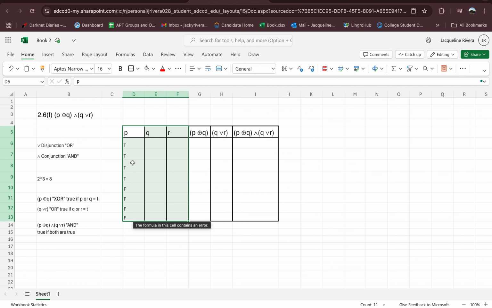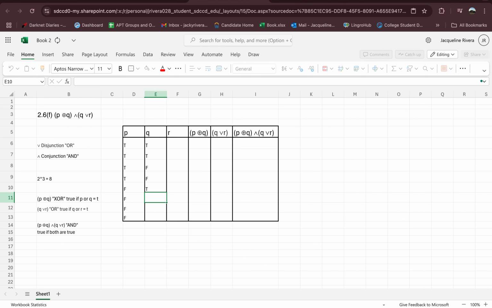And then for the true and false statements, we kind of do have to do it in a sort of order. So it'd be 4 truths, 4 falses. Here would be 2 truths, 2 falses, 2 truths, and 2 falses. Here would be 1 and 1, so it'd be true, false, true, false, true, false, true, and false.